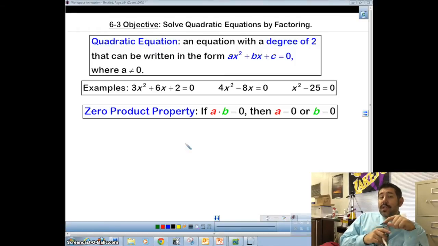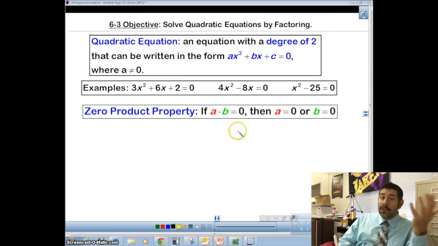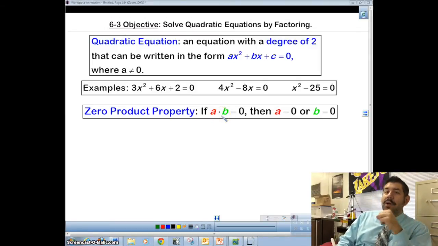What we're going to be using in order to do this is something called the zero product property. Basically, all it says is that if I have two things that are multiplied together and they equal 0, then one of those things has got to be 0, right? In order for two things multiplied together to equal 0, one of them has to be equal to 0. So let's take a look at some problems, shall we?